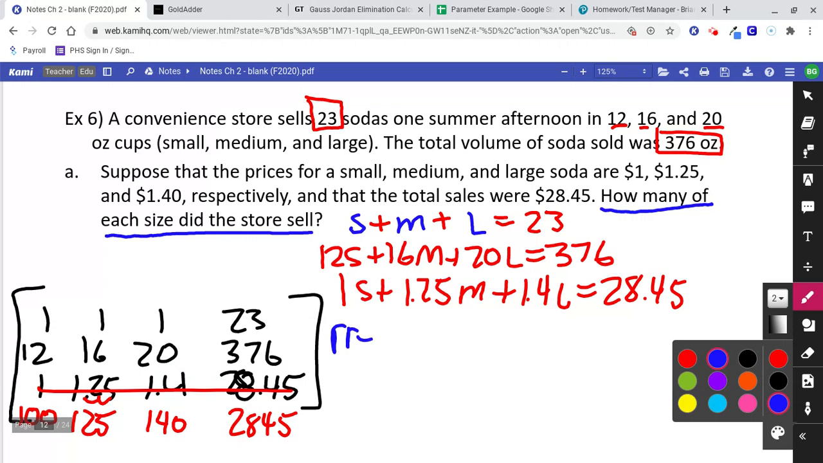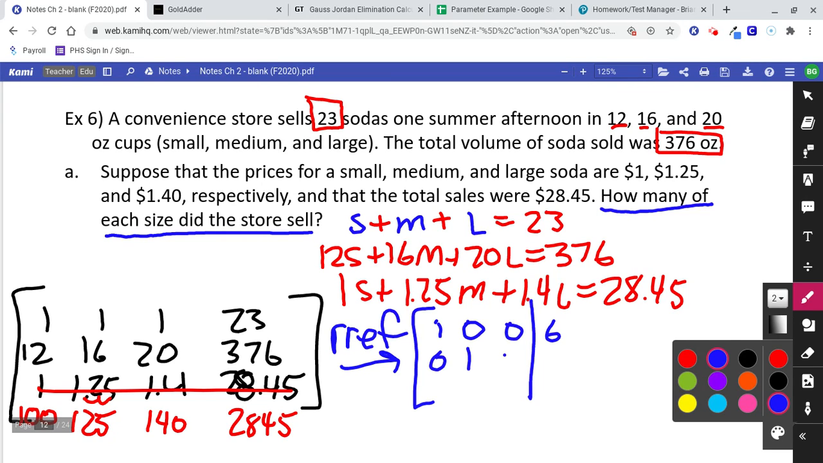So I'd like for you to write RREF, just tell me what you're doing. And then that reduced matrix looks like this. No, it's supposed to be a 9.